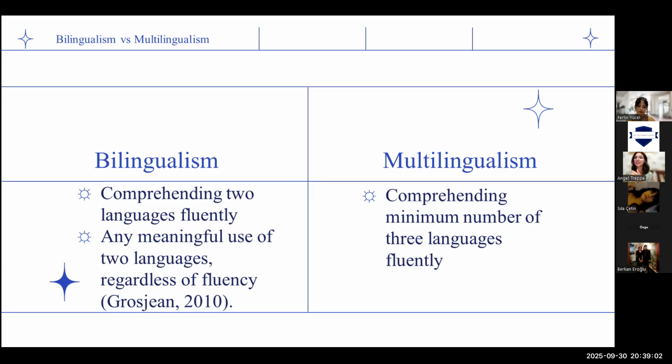So in this definition, I can also say that maybe you're a bilingual because, like everyone knows, Turkey is a bilingual country in the definition of this, because everyone in school also learns English and they are able to communicate with the English that they know.